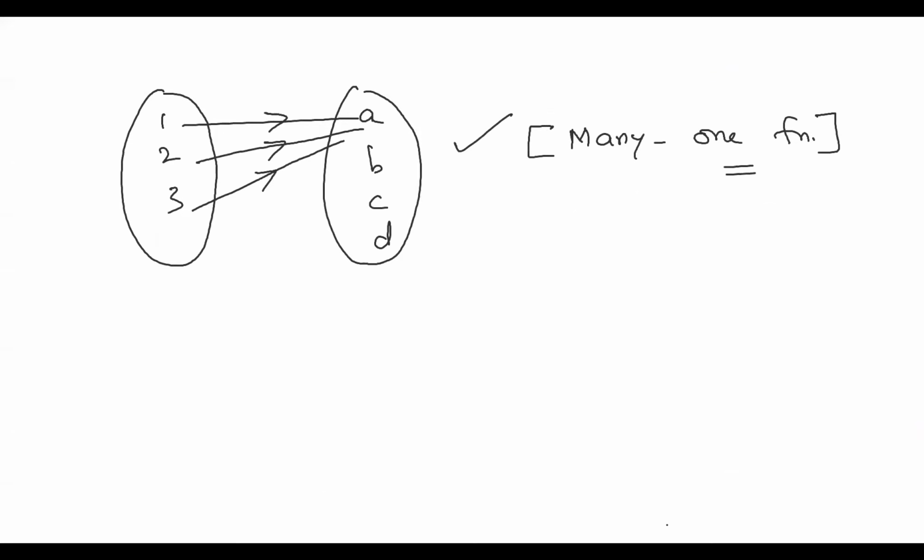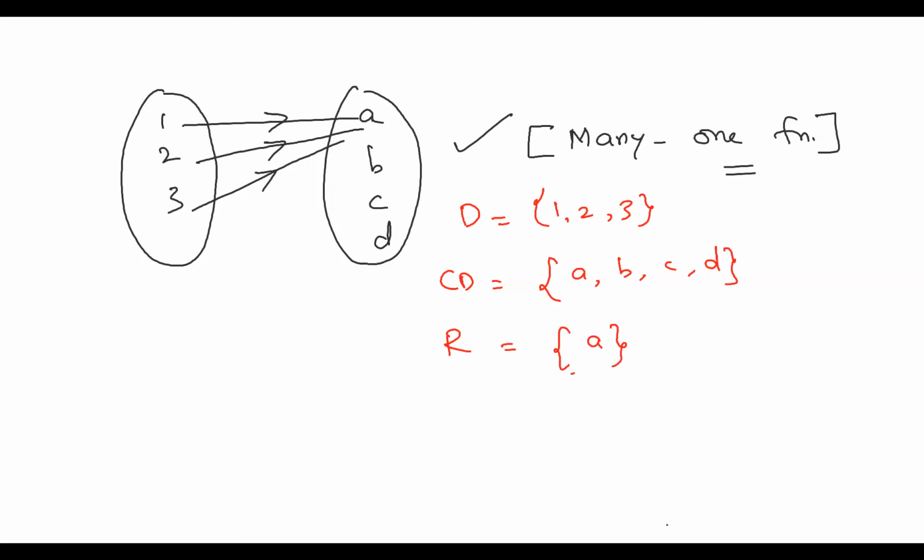In this example, what is the domain? Domain is 1, 2, 3. What about the codomain? What about the range? So range is going to be A. I hope it is clear, right?